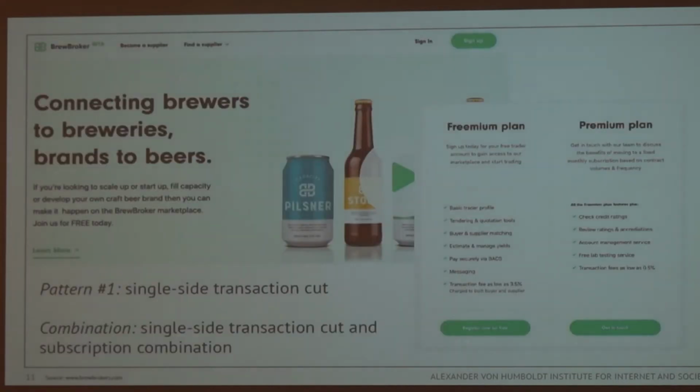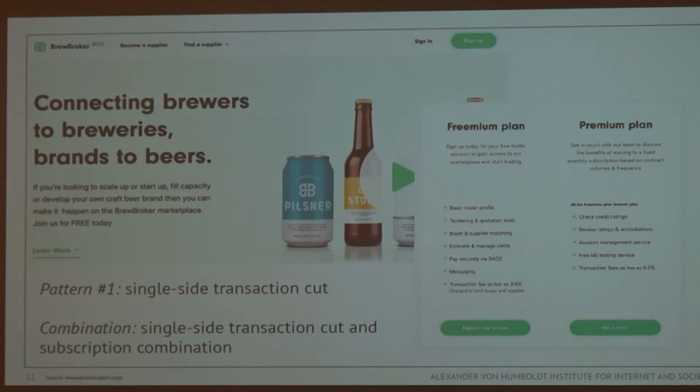And I brought you 3 examples, which are kind of special because there it was very easy to figure out what kind of value capture pattern they operate. In most of the cases, it was not that obvious, and it was not that easy to figure it out from the websites.